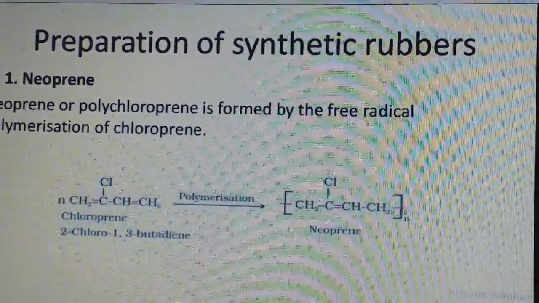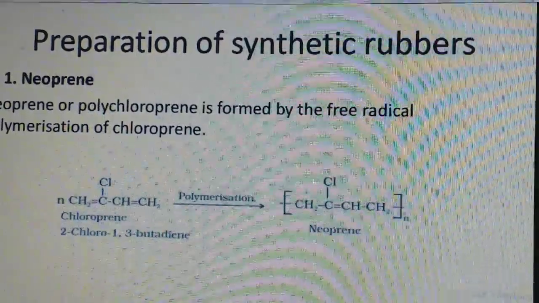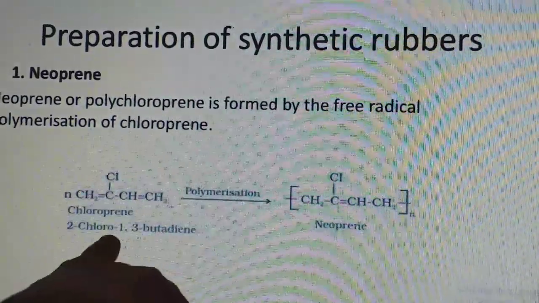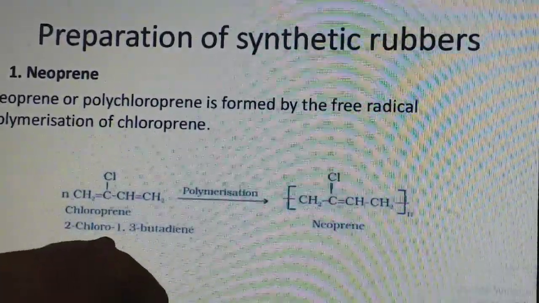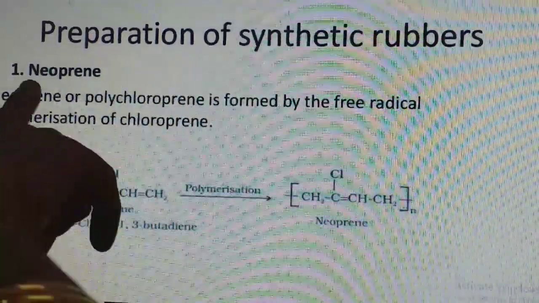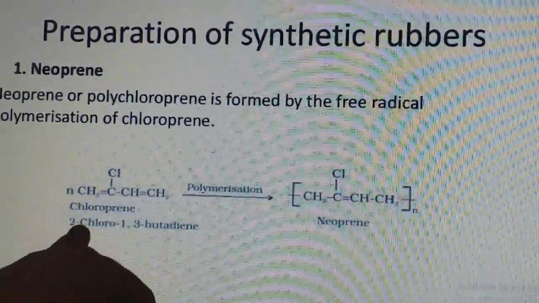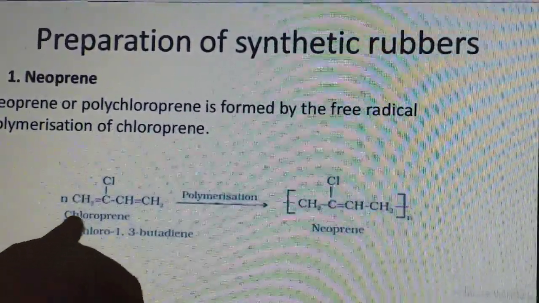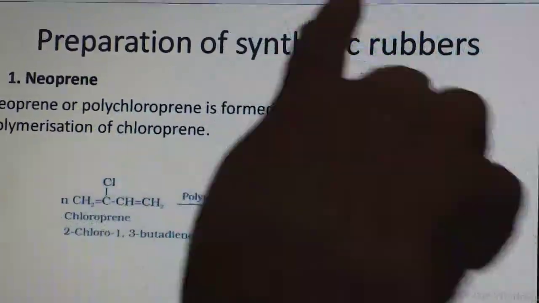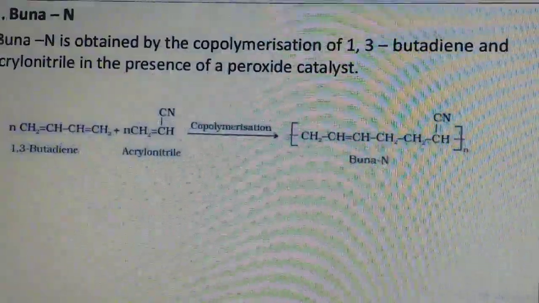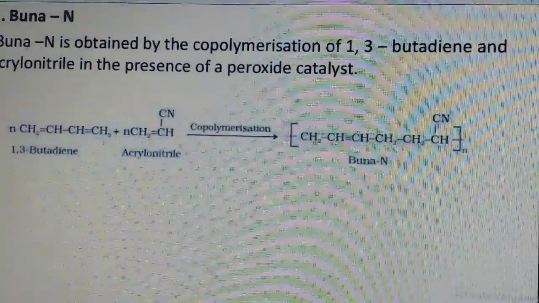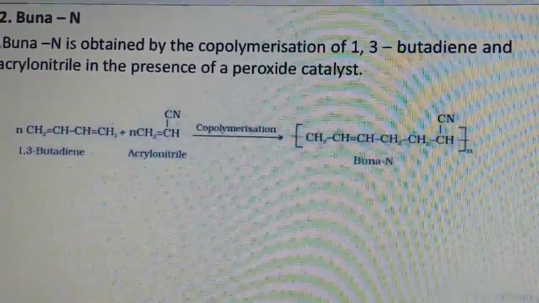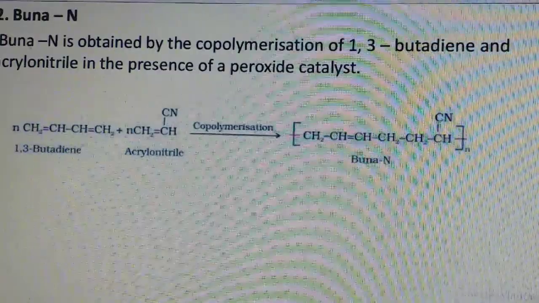Next is synthetic rubber. Number one is neoprene. Neoprene is nothing but polychloroprene because the monomeric unit is chloroprene. Natural rubber means the monomeric unit is isoprene and neoprene means it is chloroprene. So, 2-chloro-1,3-butadiene. Isoprene means 2-methyl and chloroprene means 2-chloro. And this polymerizes and you get neoprene. Neoprene is a synthetic rubber. And neoprene is used for manufacturing conveyor belts, gaskets and hoses.